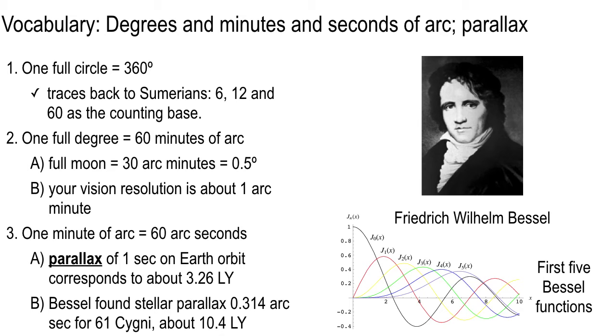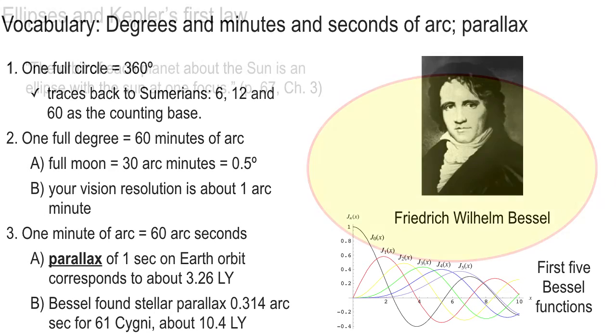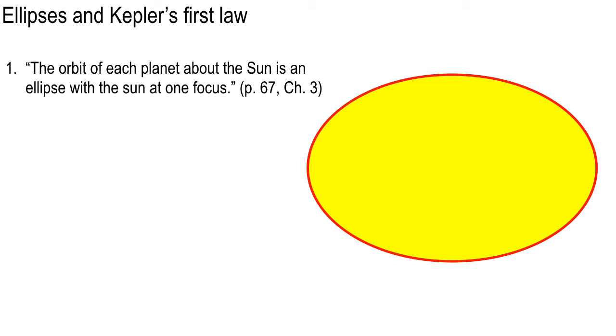Getting back to Kepler, he's looking at shelves in the library filled with paper and observations of all these planets, and he's able to figure it out. It's not circles, it's ellipses. Here's what he figured out, the first of his laws: the orbit of each planet around the sun is an ellipse with the sun at one focus. That's from page 67, chapter 3. There's more about Kepler's laws in chapter 4, and we'll talk about that at the end of class.